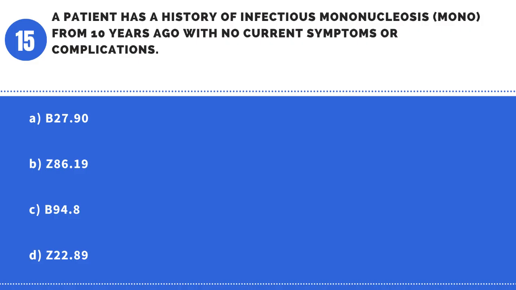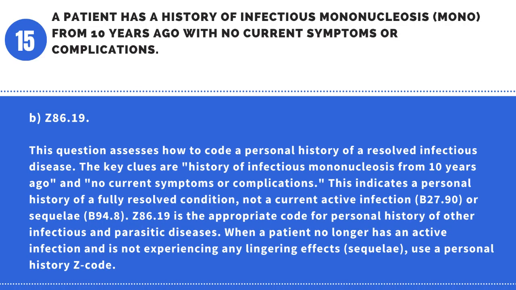Question 15. A patient has a history of infectious mononucleosis, mono, from 10 years ago with no current symptoms or complications. A. B27.90. B. Z86.19. C. B94.8. D. Z22.89. Answer: B. Z86.19. This question assesses how to code a personal history of a resolved infectious disease.